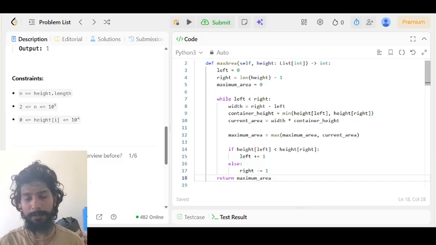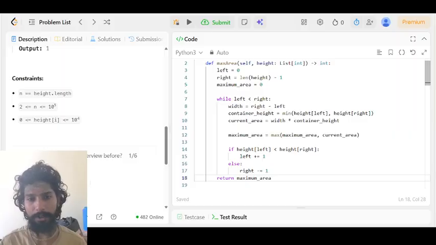The width is the distance between the two indices. The water level is limited by the shorter line. We calculate the current area, then we update the maximum area. Finally, we move the pointer at the shorter line. After checking all useful combinations, we return the answer.